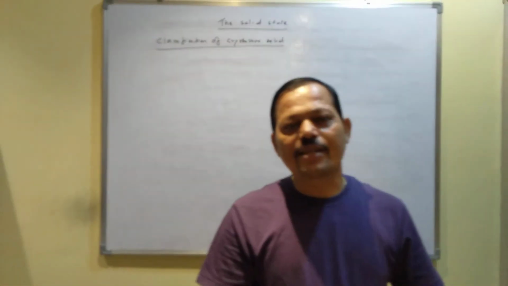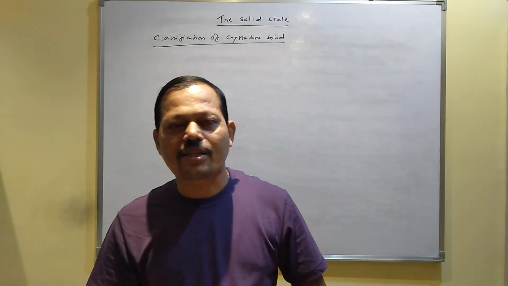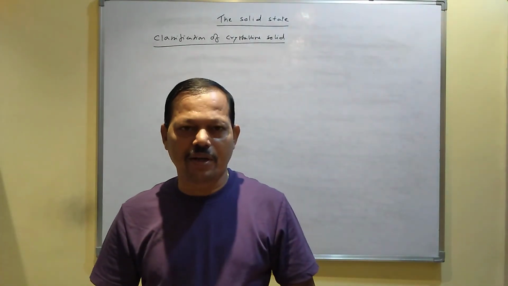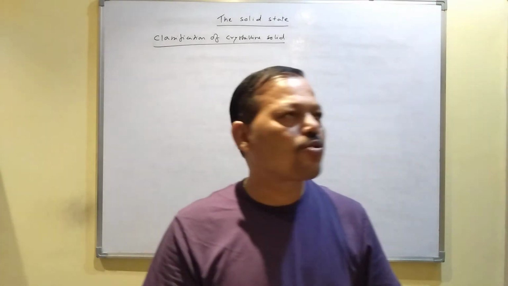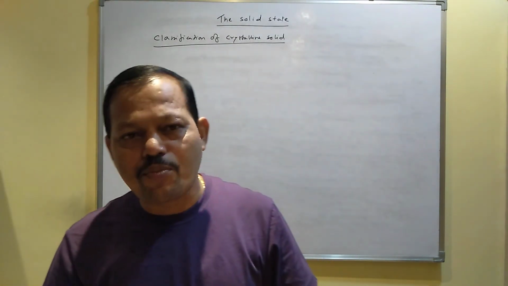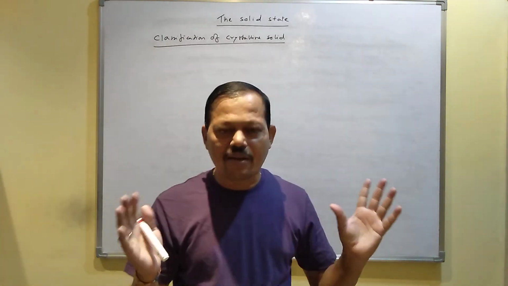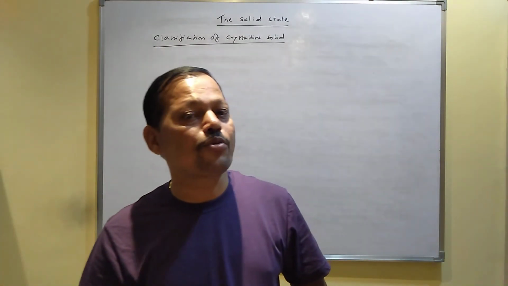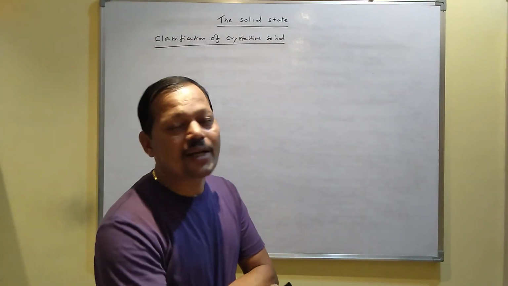Similarly, if the particles are metal atoms, then it is said to be the metallic solid. And in between the metal atoms, the force of attraction that exists is called metallic bonding force. So if the particles are metal atoms and if the force is metallic bonding force, then that type of solid is said to be your metallic solid.